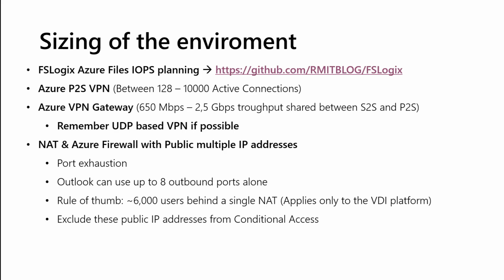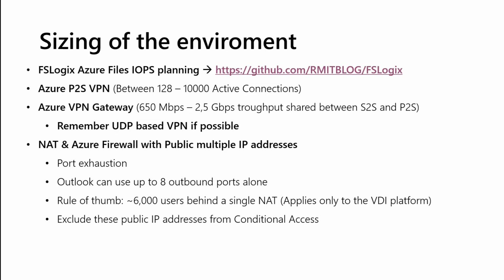When it comes to VPN, as I also mentioned, for RDP Shortpath functionality, it's important to understand that the different types of point-to-site VPN connectivity have different support when it comes to active connections. So it can range from 128 active sessions to 10,000 active sessions. And of course, the second aspect is the VPN gateway itself. So if you're not using ExpressRoute, you will have a specific amount of throughput available for the VPN gateway, which of course will be shared between the site-to-site and the point-to-site connections that you might have.